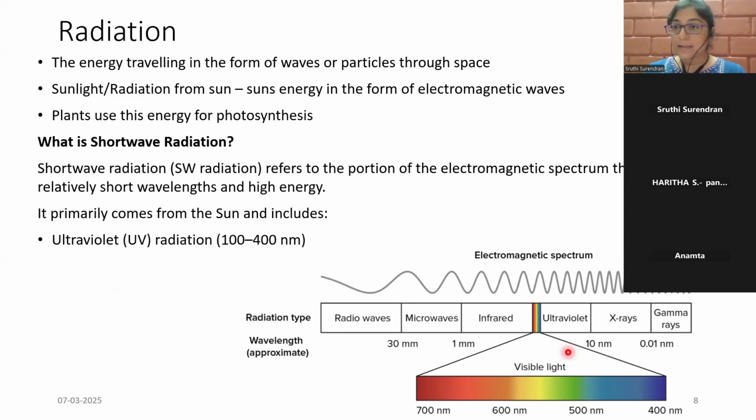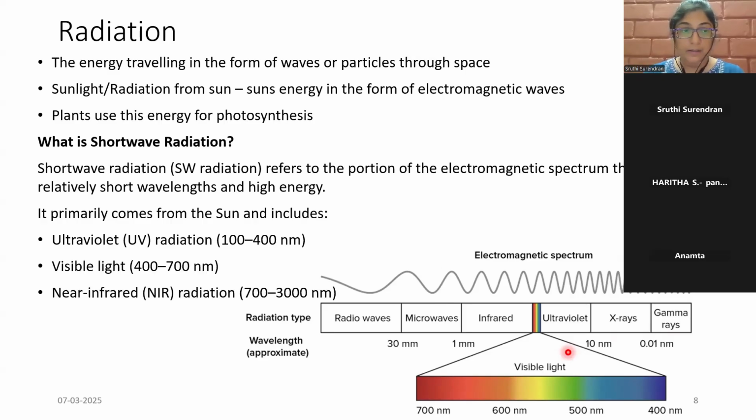As far as a plant is concerned, a plant utilizes majorly three kinds of shortwave radiation, the first being ultraviolet radiation, which starts at around 100. These are not exact values, but approximately the 100 nanometer to 400 nanometer range in the ultraviolet spectrum is utilized by plants.